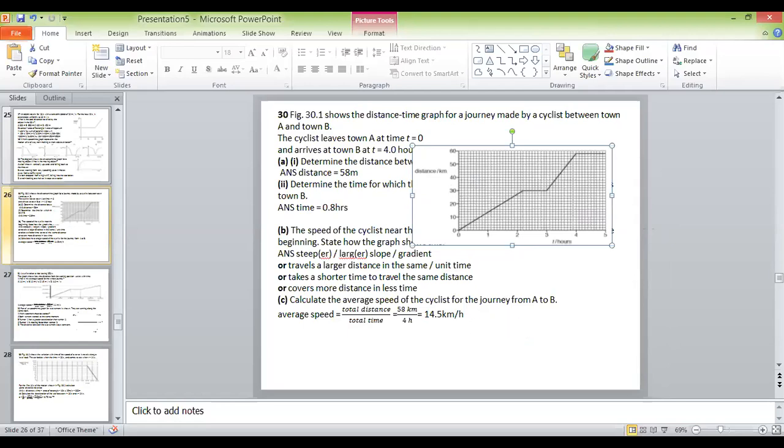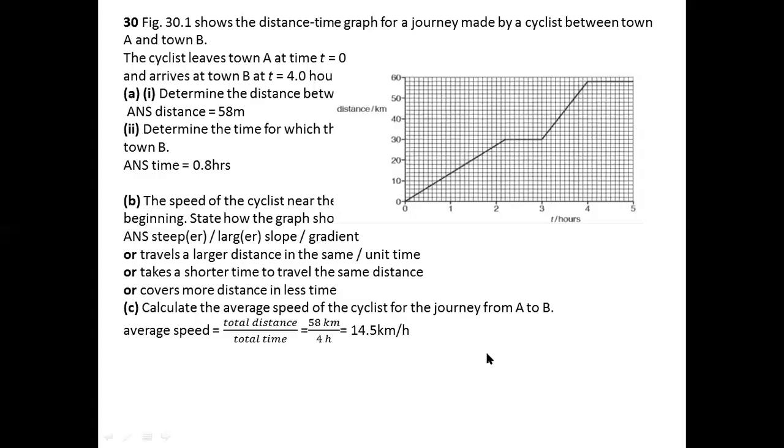Okay, the next part is part C. Calculate the average speed of the cyclist for the journey from A to B. How to calculate average speed? It is equal to total distance over total time taken. So total distance is 58 kilometer, and the total time taken is 4 hours. This horizontal line means that now the cyclist is not moving. So the total time is 4 hours. The time is given in hours. 58 kilometer divided by 4 hours. Answer is 14.5 kilometer per hour.